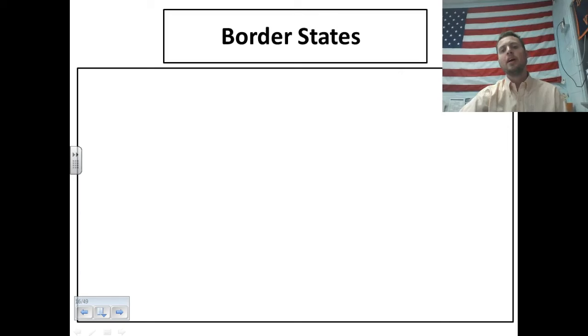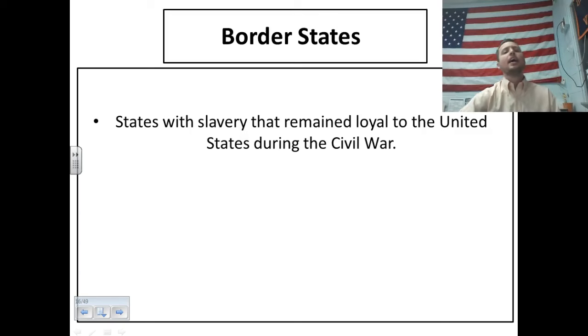Let's do another one. Please put the border states. What are border states? B-O-R-D-E-R states. These are states with slavery that remained loyal to the United States during the Civil War. So some states still had slavery, but they remained loyal to the United States of America.